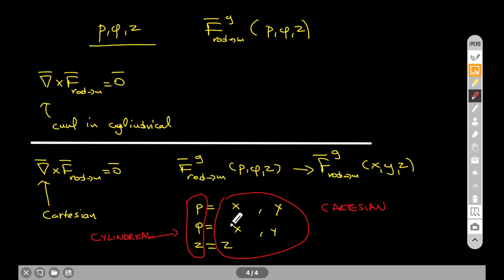And once you find these expressions, you replace every rho, every phi, every z with a corresponding expression from these three, and then at the end you will end up having your gravitational force written using the Cartesian coordinates.